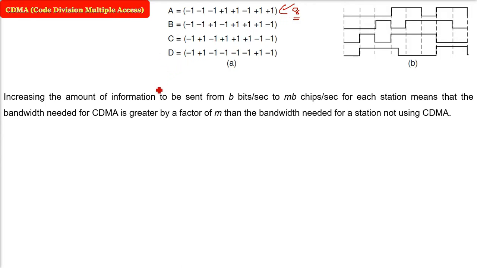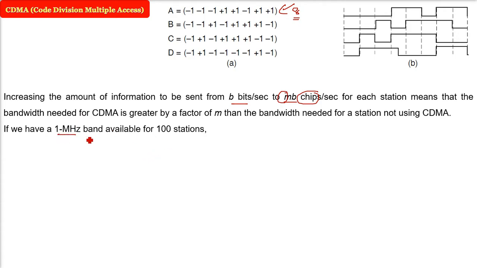Now increasing the amount to be sent from, say, B bits per second to M times, that is MB chips per second, for each station that we are signifying as A, B, C, D, the bandwidth needed for CDMA is greater by a factor of M than the bandwidth for stations not using CDMA.